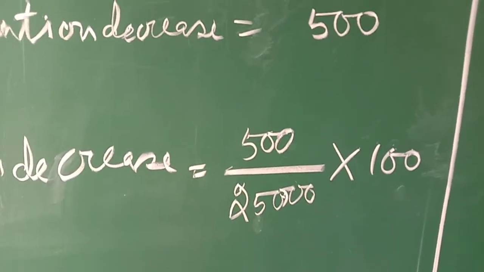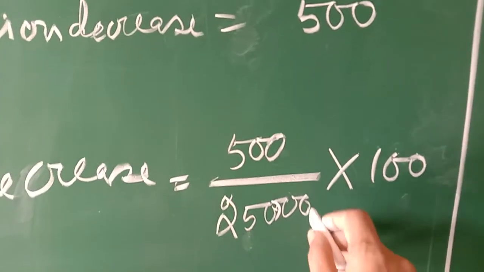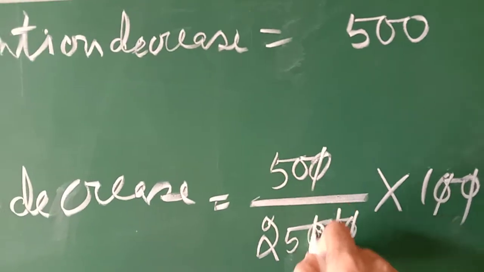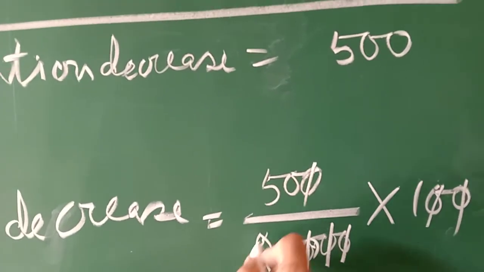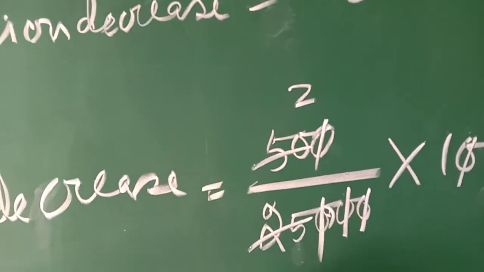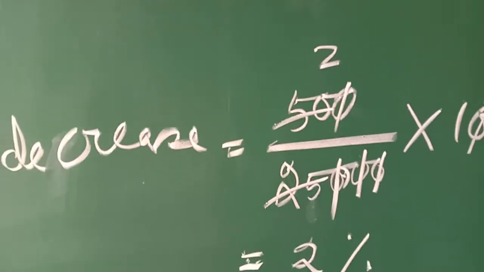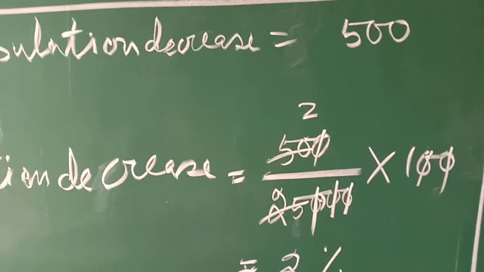You have done so many sums based on it. Now cancel: 1, 2, 1, 2, 1, 1. Now 25 twos are 50, so the decrease percentage is 2%. The population already decreased by 2%.